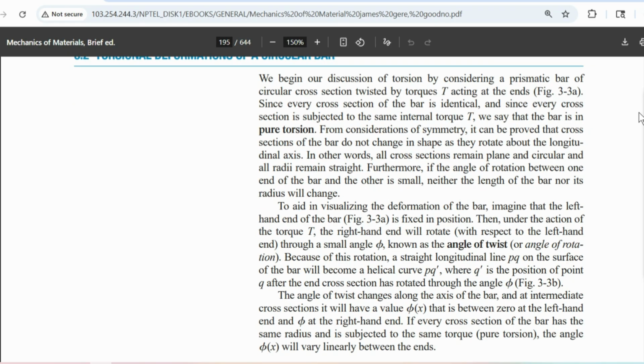Anyway, since every cross-section of the bar is identical, and since every cross-section is subjected to the same internal torque, we say that the bar is in pure torsion.